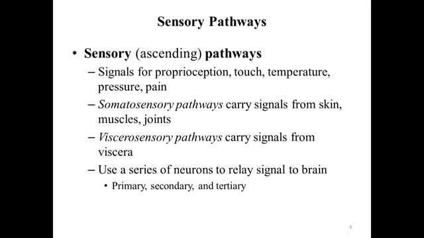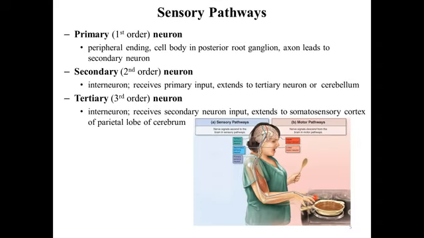Sensory, ascending pathways bring information from the body to the brain. This information includes proprioception, touch, temperature, pressure, and pain. Somatosensory pathways carry signals from the skin, muscles, and joints. Soma means body. Viscerosensory pathways carry signals from the viscera, which are our internal organs. Sensory pathways use a series of 2 or 3 neurons to transmit nerve signals from the body to the brain, that is, primary, secondary, and tertiary neurons.